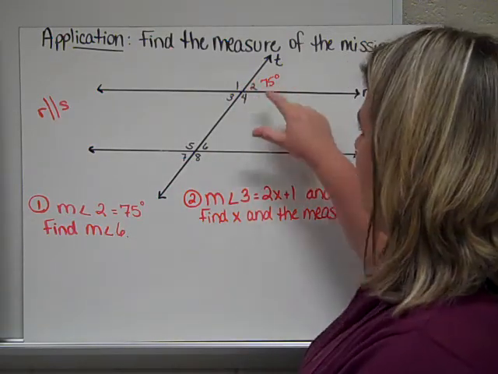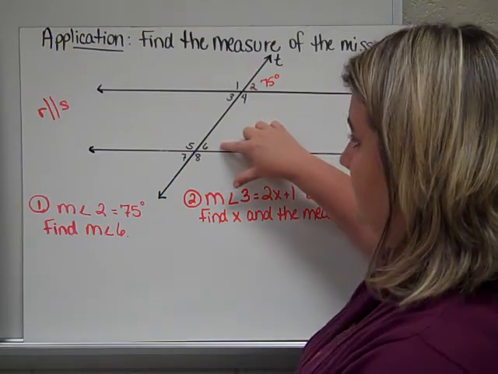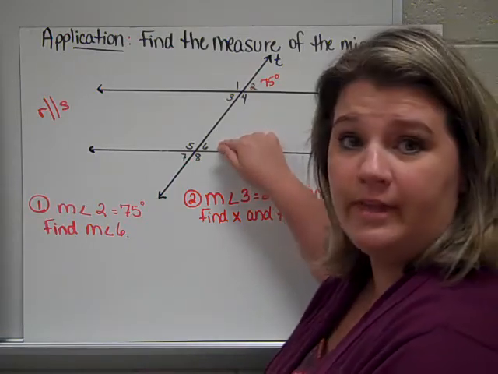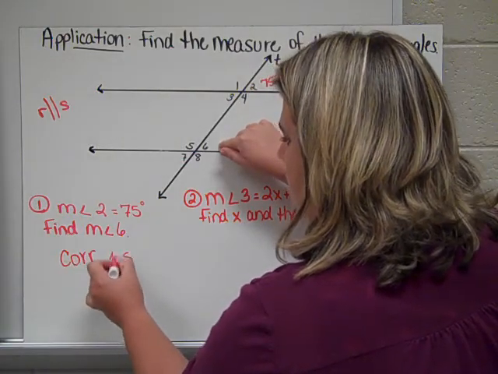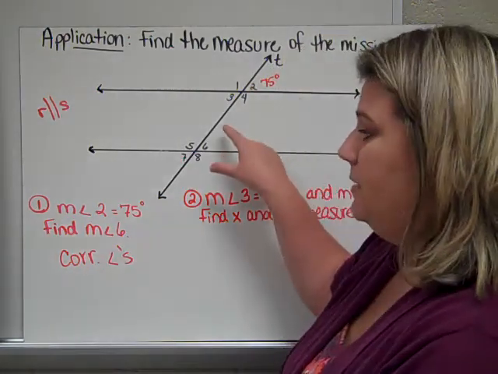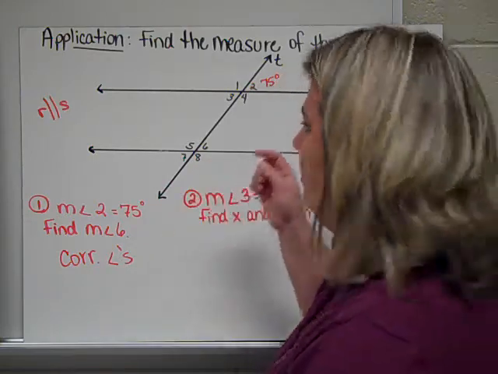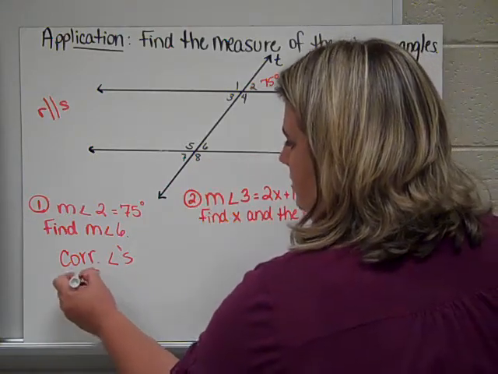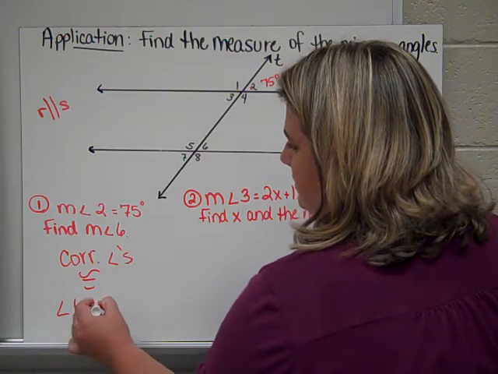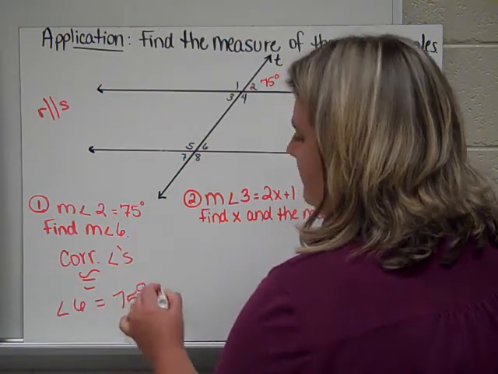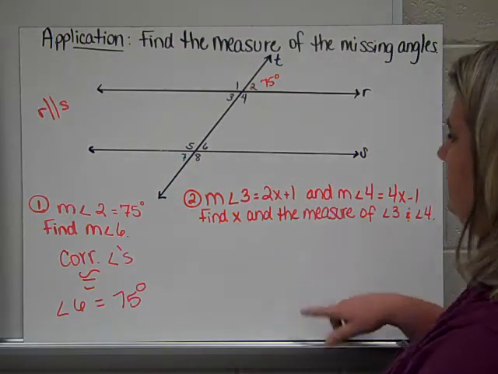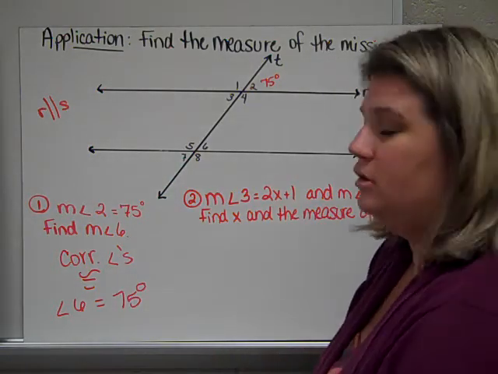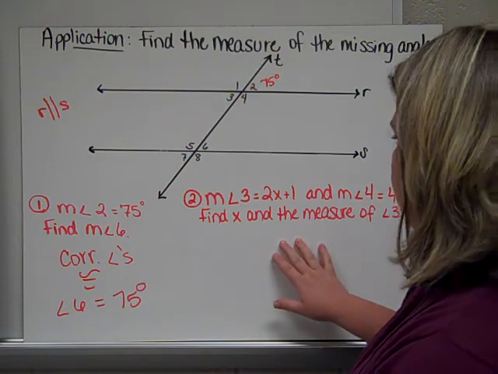And so what relationship is angle 2 and angle 6? Well, as you remember, they are corresponding angles. And so what do we know about corresponding angles and their angle measure? They are congruent. So that means that angle 6 is also 75 degrees. Okay? Alright. Let's go to a little bit more difficult question.